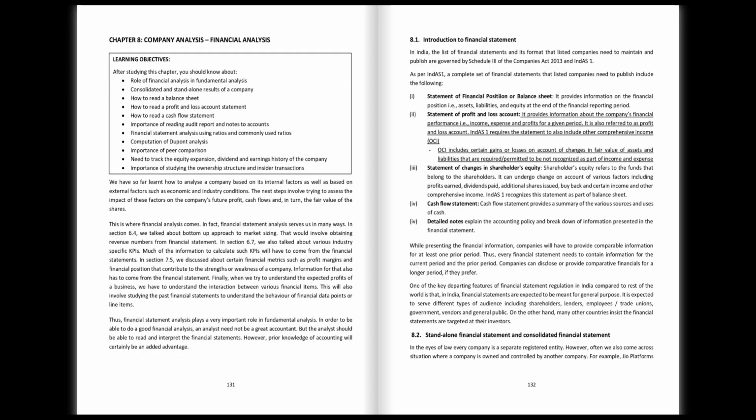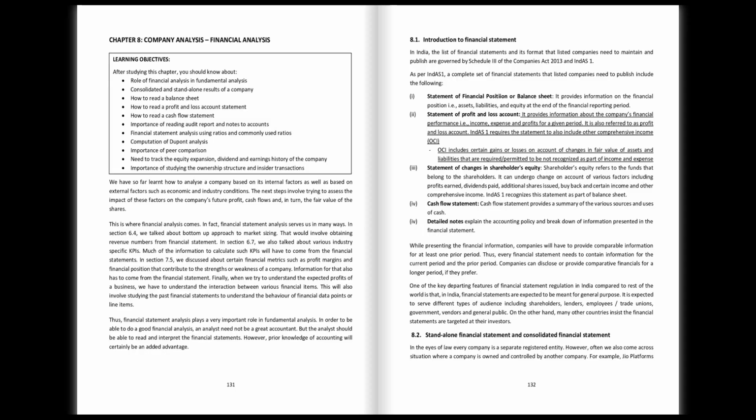One of the key departing features of financial statement regulation in India compared to the rest of the world is that, in India, financial statements are expected to be meant for general purpose. It is expected to serve different types of audience including shareholders, lenders, employees, trade unions, government, vendors, and general public. On the other hand, many other countries insist the financial statements are targeted at their investors.